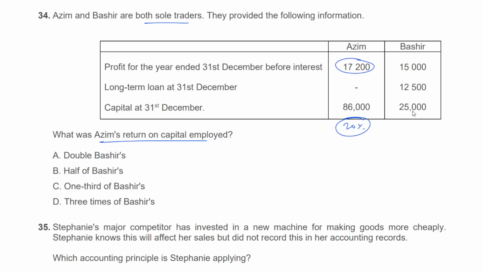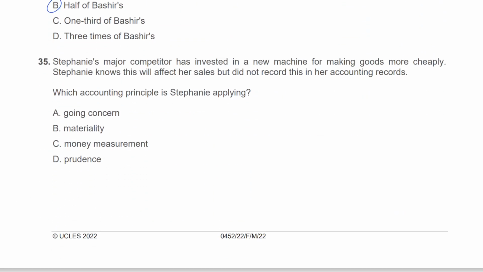For Bashir, it is 15,000 over 12,500 plus 25,000, because that's how you calculate capital employed. Capital employed is the sum of these two. 15,000 over 12,500 plus 25,000 is 40%. Okay, so Azim's is half of Bashir's. Let's move on. Last question.